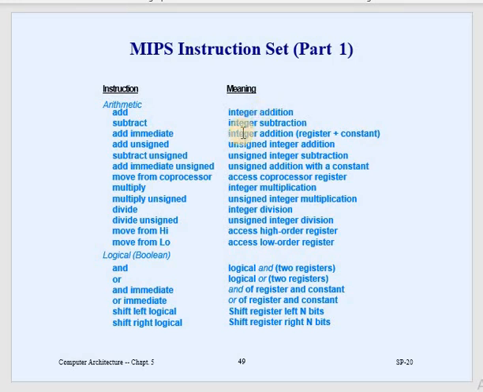But when we have add immediate, add unsigned, if we are dealing with unsigned integer addition, so our data type is unsigned integers, so instead of calling the add instruction, we can use the add unsigned instruction. Similarly, subtract unsigned and add immediate unsigned.